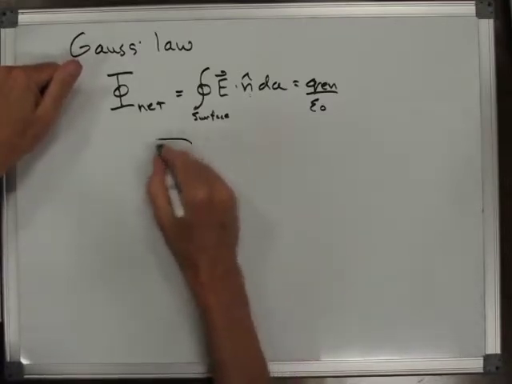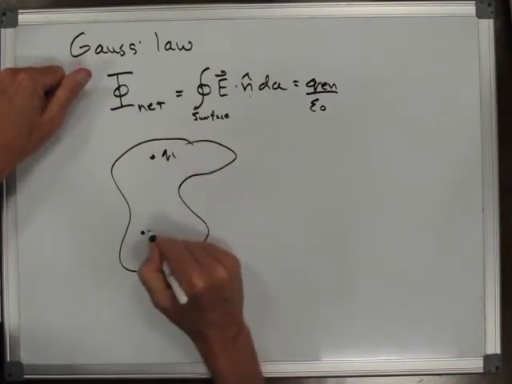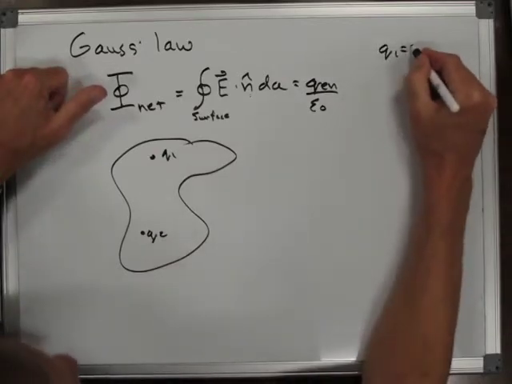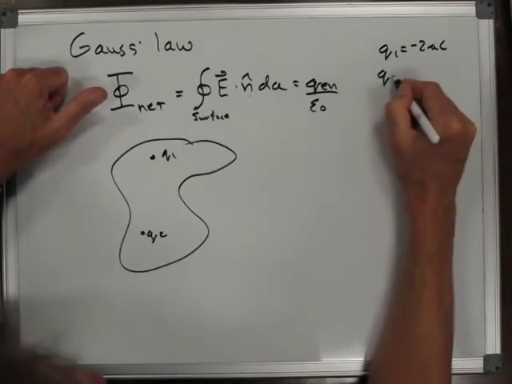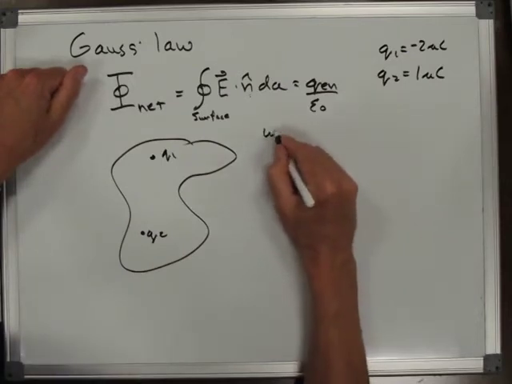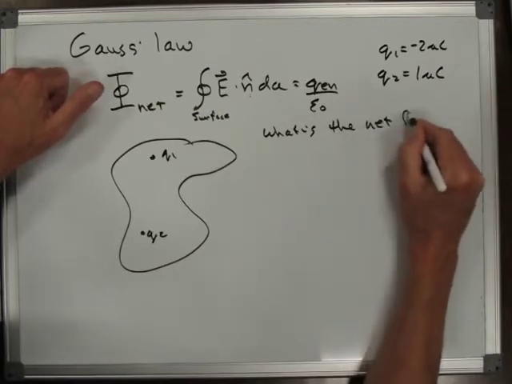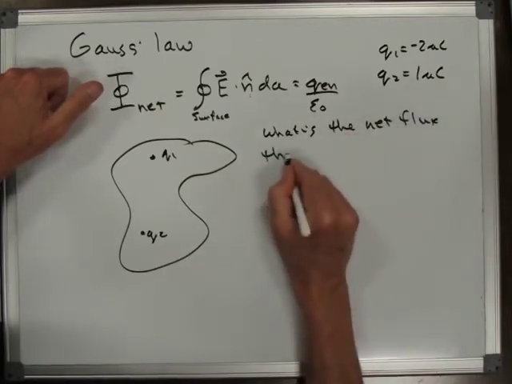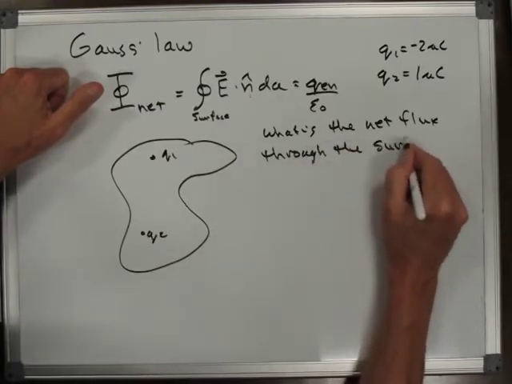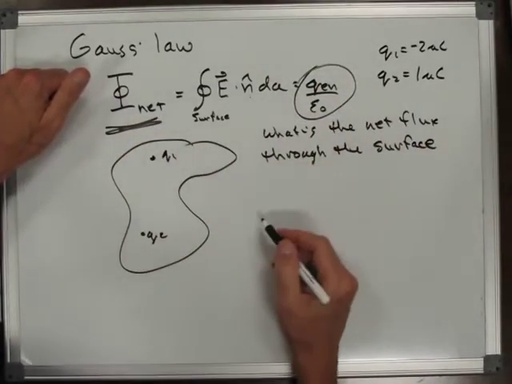And so, I can draw a surface like this, and I can say this is Q1, and over here is Q2, and this is a 3D surface. I can say Q1 is equal to minus 2 microcoulombs, and Q2 is equal to 1 microcoulomb, and then I can ask: what is the net flux through the surface? And so we're going to evaluate this, right? And all we need to do that is to evaluate this, right?